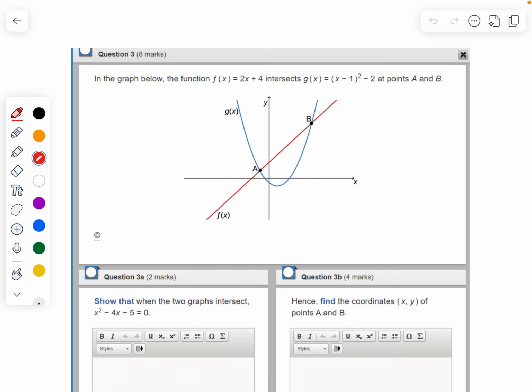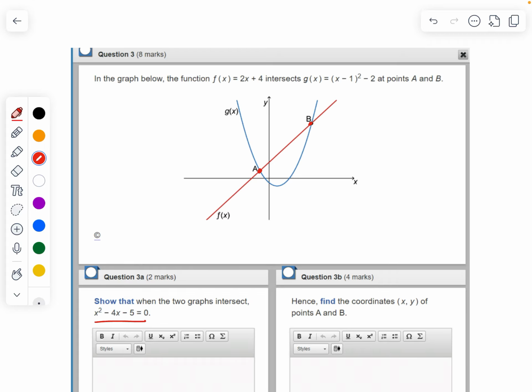Right, so in this question, we've got function f and we've got function g. So these are past e-assessment questions. Okay, so the first question wants us to show that where they intersect each other, we can write it as this.